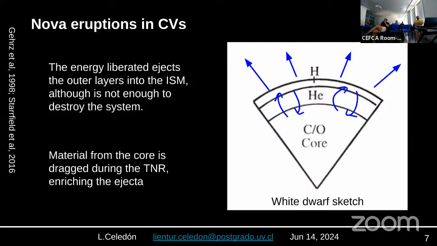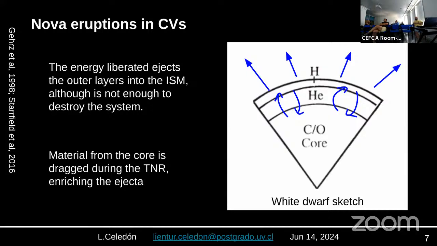This thermonuclear runaway happens on a timescale of minutes, a very fast process. When this happens, all the energy liberated will cause the outer layers of hydrogen to be expelled into the interstellar medium. Together with that, there will be some mixing of material from the core, so the ejecta will be enriched with CNO elements from the core. It's important to mention that this process is energetic enough to expand the outer layers, but not to destroy the white dwarf, nor the system itself.